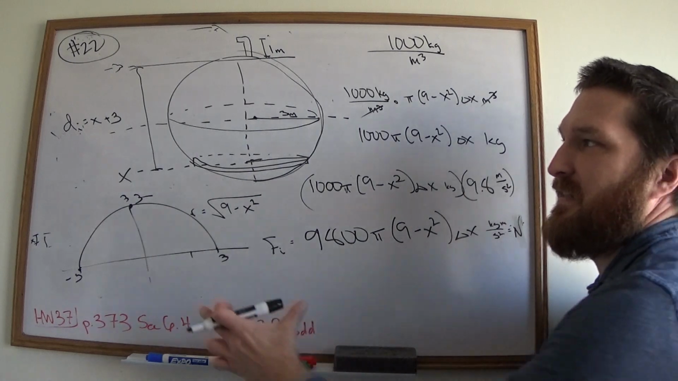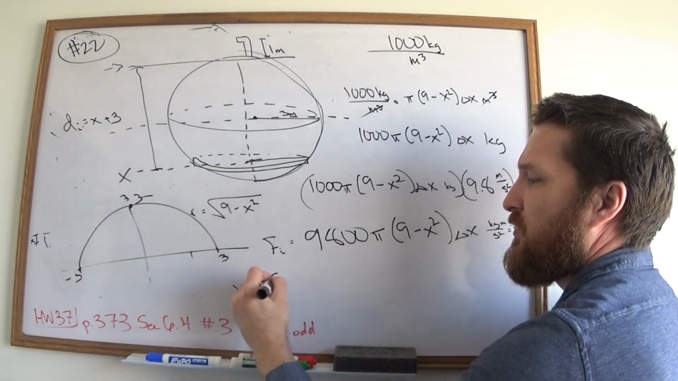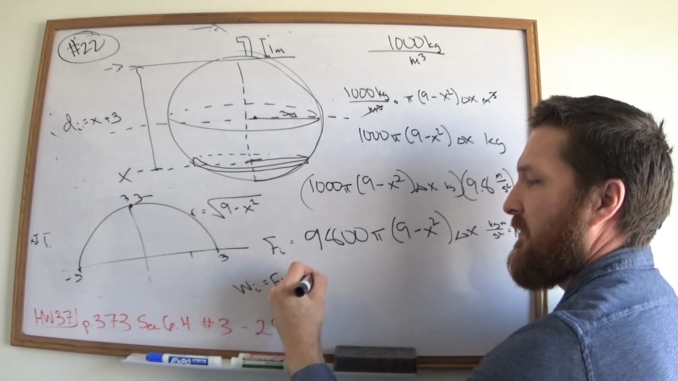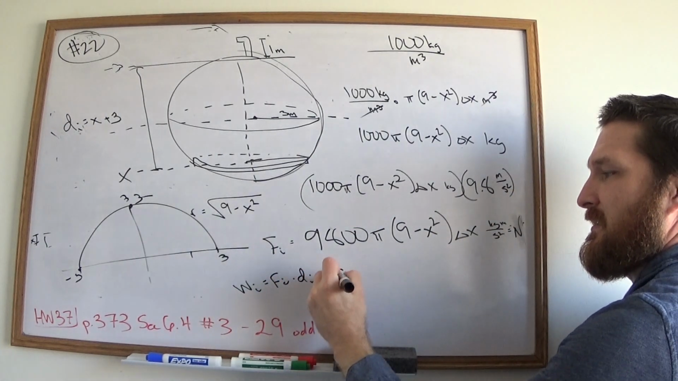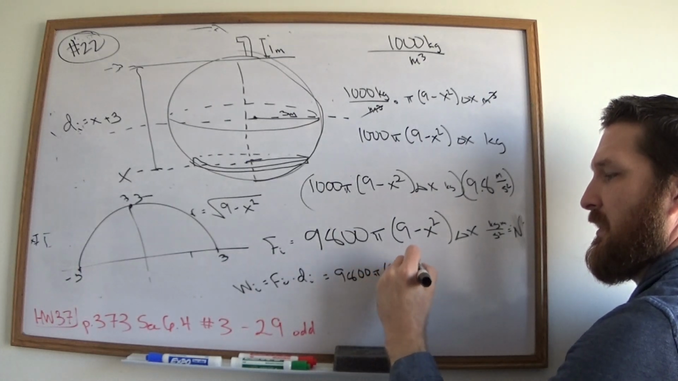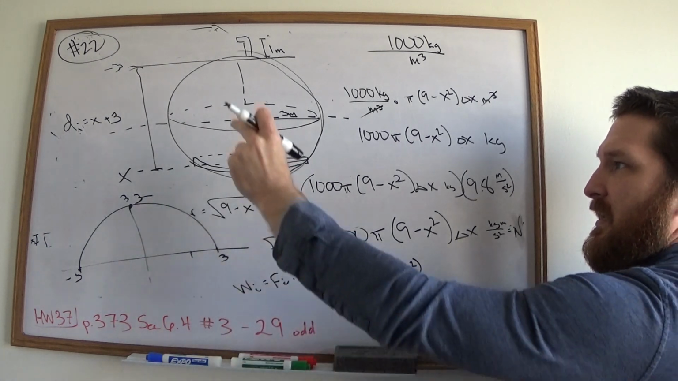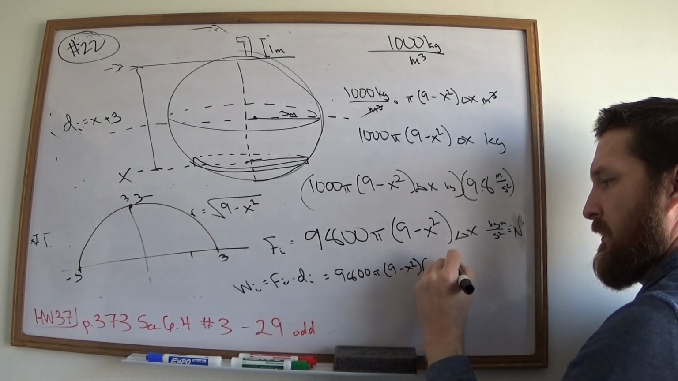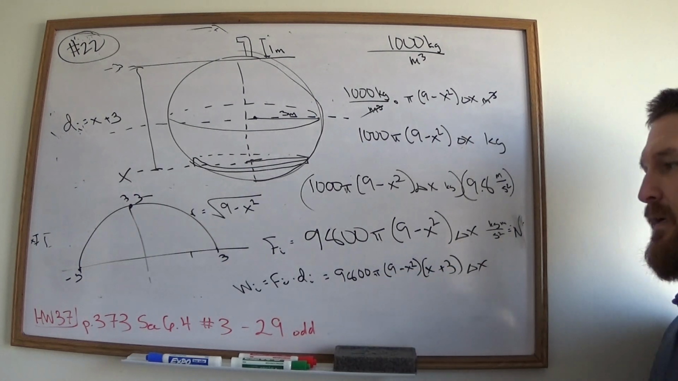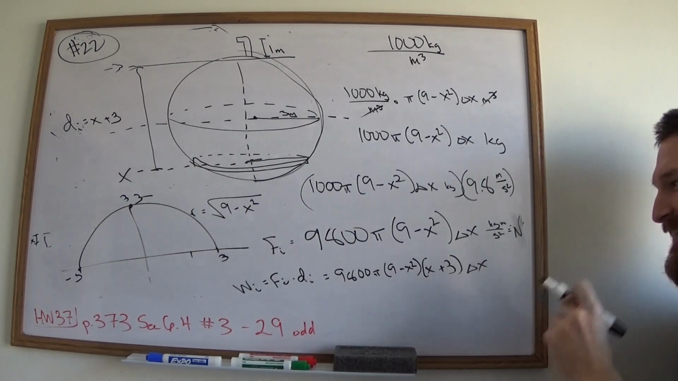Yeah. So that's tricky. So then finally, your ith work is your ith force times your ith distance. So that's 9800 pi 9 minus x squared, the distance is x plus 3, delta x. And that's the thing that you're integrating. Yeah. So, have fun with this.